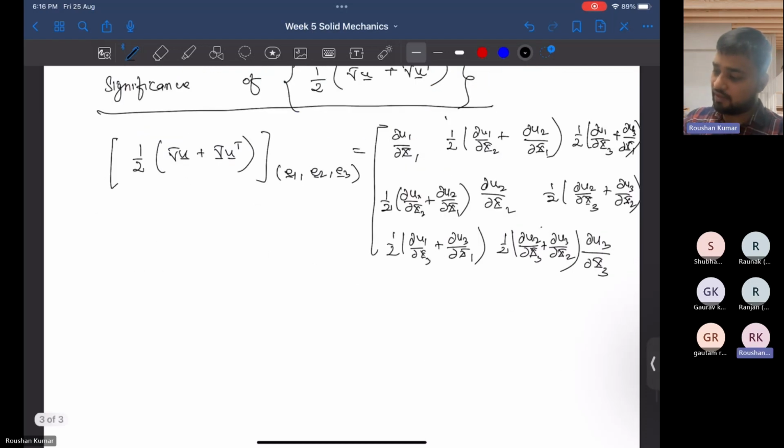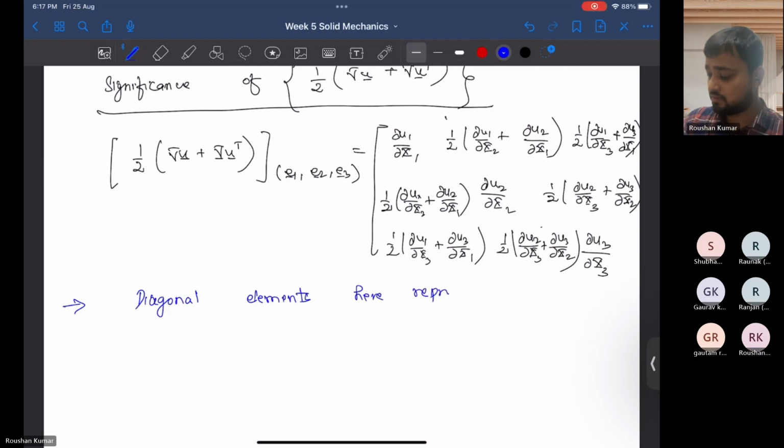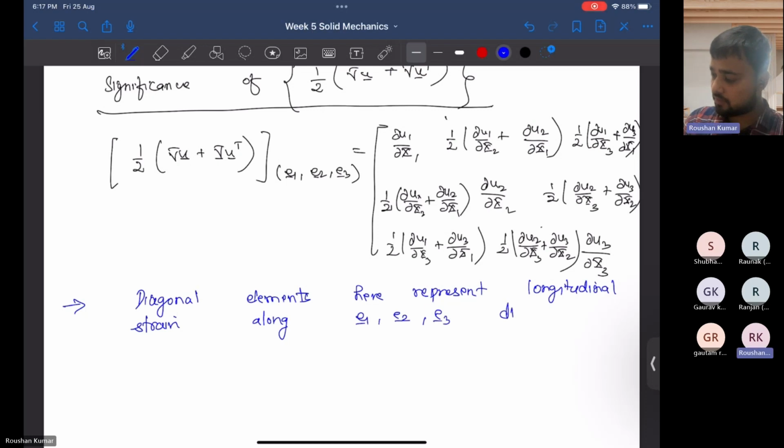You can see that if we look at the diagonal components of this one, they represent the longitudinal strain along the E1, E2, E3 directions. So I write down one note here: diagonal elements here represent longitudinal strain along the E1, E2, E3 directions.